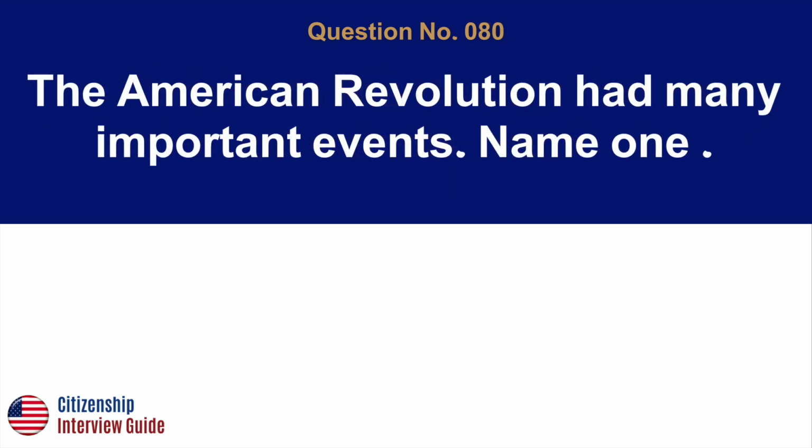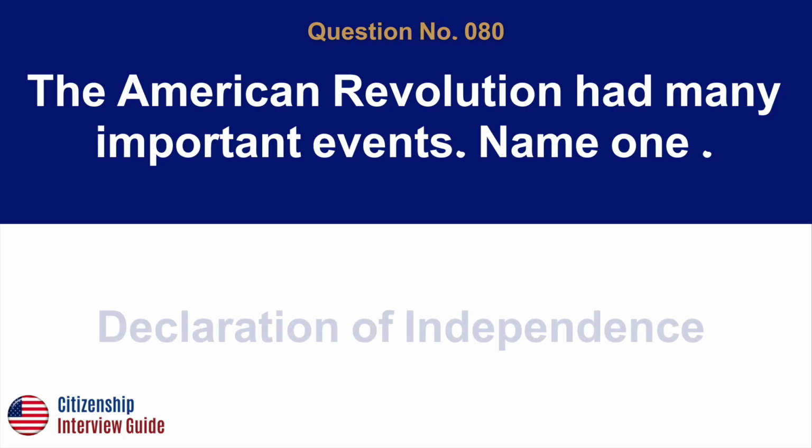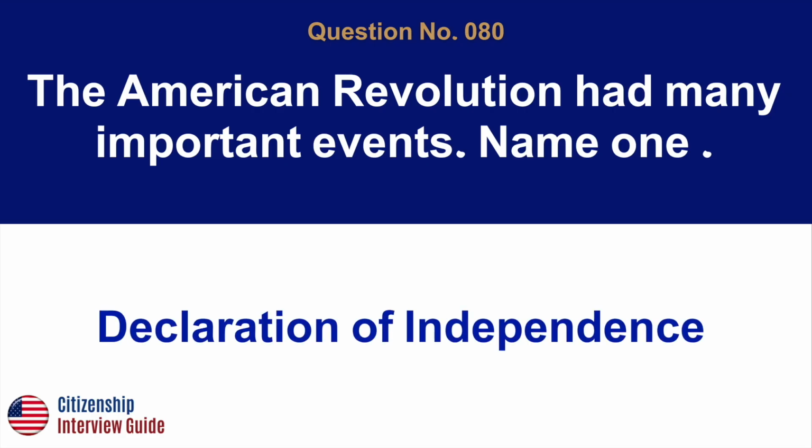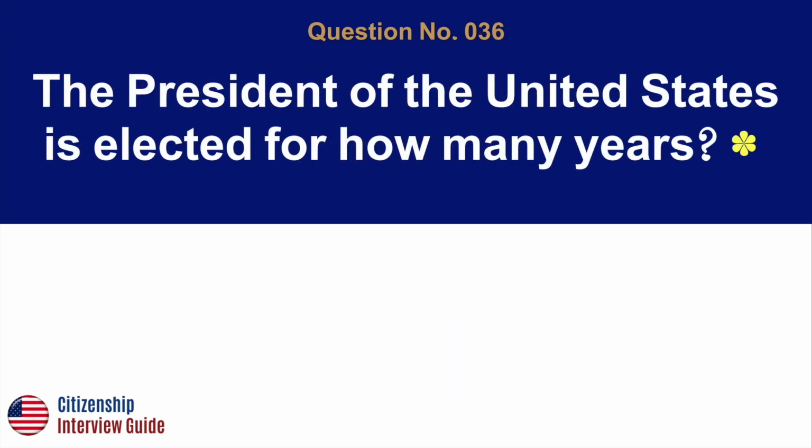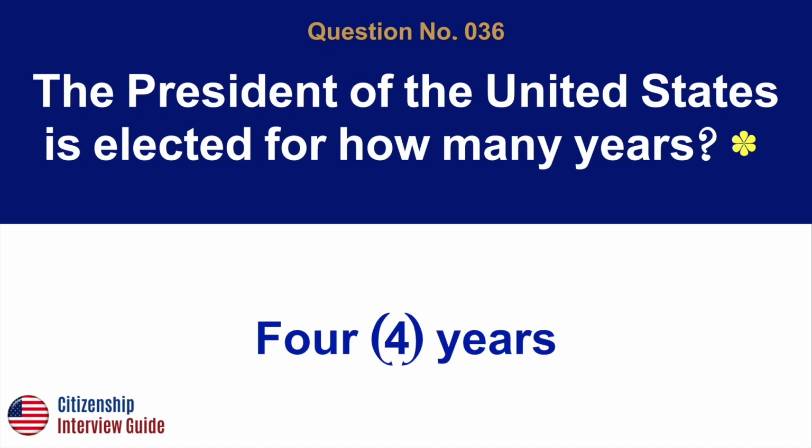The American Revolution had many important events. Name one. Declaration of Independence. The President of the United States is elected for how many years? 4 years.